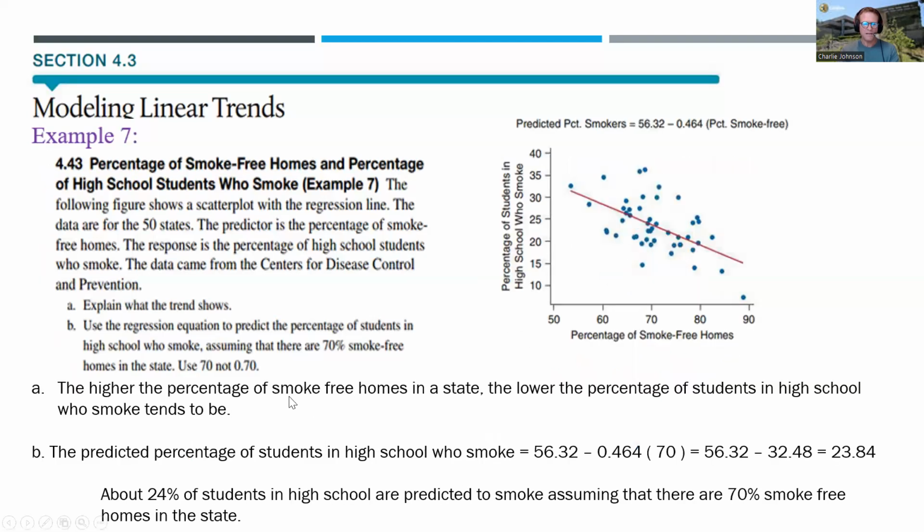So we plug 70 into our regression equation: percent smoke-free, 70 times negative 0.464, 56.32 minus 0.464 times 70, or 56.32 minus 32.48, which is 23.84, something a little less than 25 like we saw before. So about 24% of students in high school are predicted to smoke, assuming that there are 70% smoke-free homes in that state.